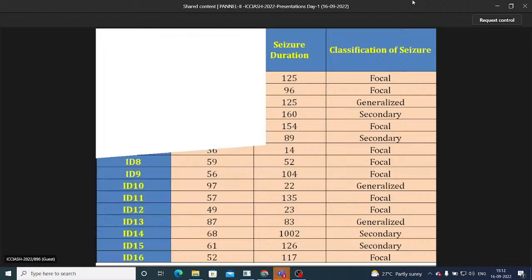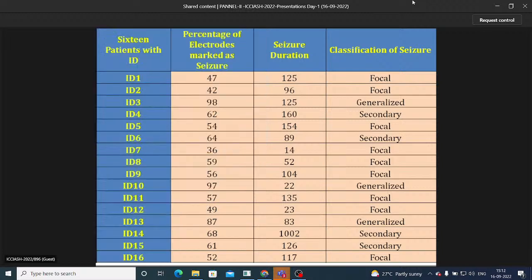This is a database of 16 patients that we have used, from an online database which has been freely available. In a second column, we have marked how many electrodes are showing up in a seizure according to the total number of electrodes placed. The total number of electrodes placed is approximately 100.